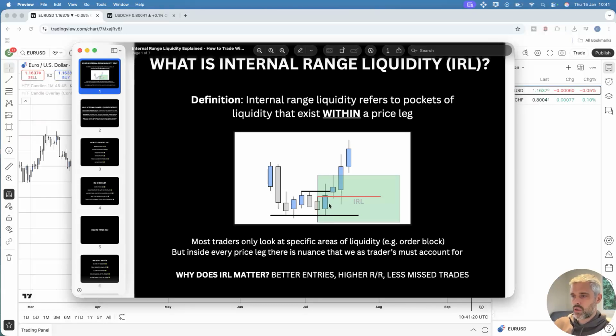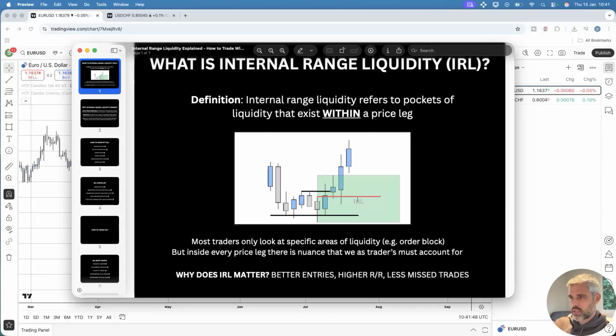So this isn't the best drawing. I'm going to bring this to life in much more detail, but we see that this is a bearish to bullish shift. And within this shift, we create a price leg whereby the swing point here and the swing point here has a range of liquidity. And we're calling this internal range liquidity. And there are different zones within this internal range liquidity that we can place trades from.